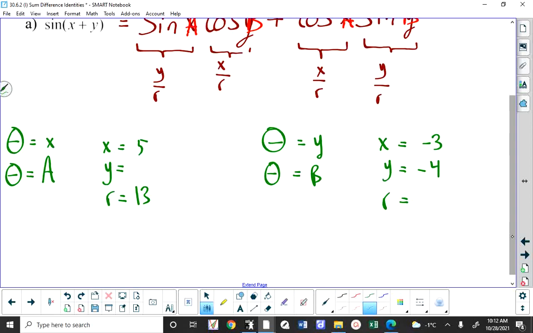You can find r here. Go ahead and calculate r for me. Well, how many of you don't have to calculate it? You know this combination of numbers. It's 5, right?